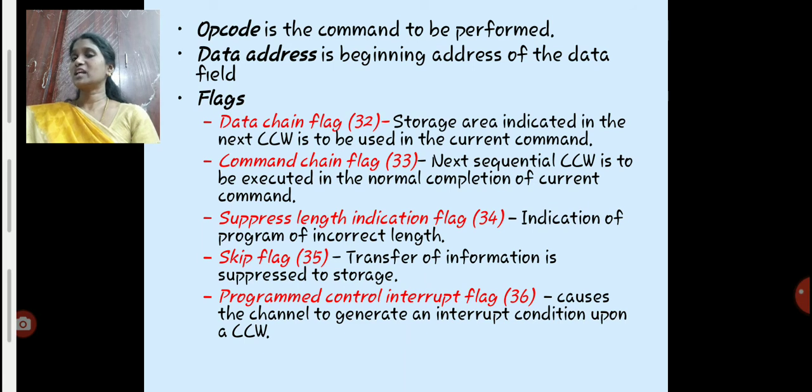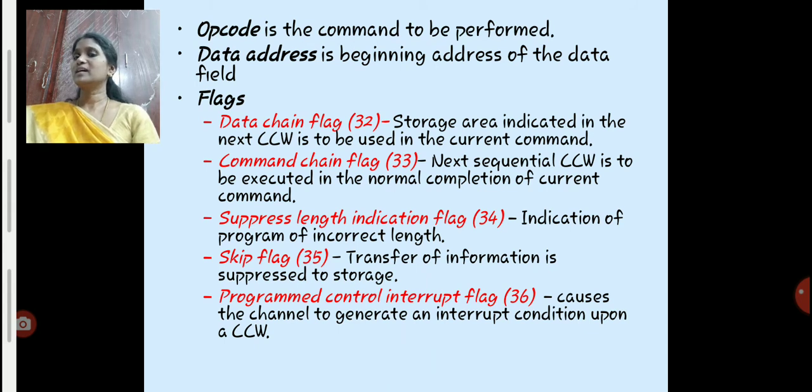Then the command chain flag. The next sequential CCW is to be executed on the normal completion of the current command. Only after the normal completion of the current command can the next CCW be executed. In that case, the command chain flag will be set. The next flag is the suppress length indication flag, which is on bit number 34. This is the indication of a program of incorrect length. So no need to explain further.